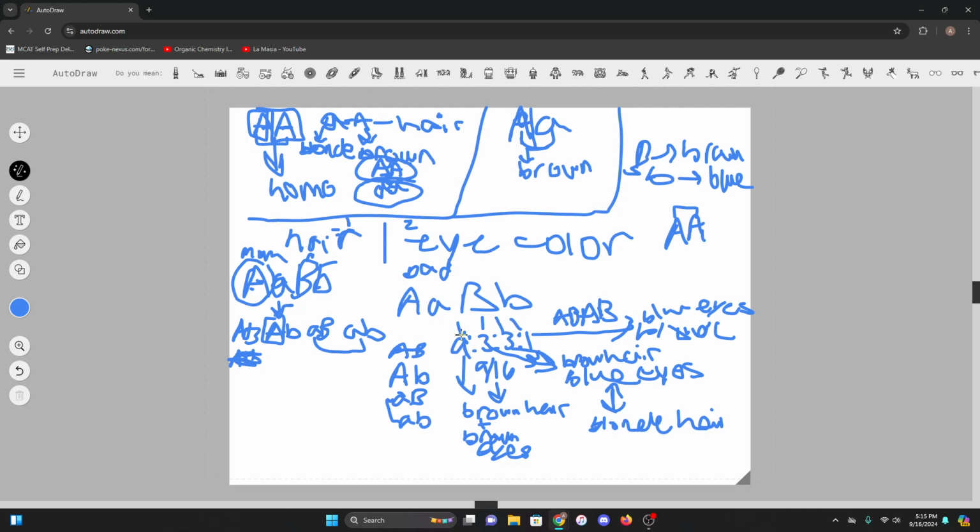And what do each of them represent? Well, 9 represents the 9 out of 16 chance that you have of having brown hair and brown eyes. The 3 out of 16 chance that you have of having brown hair, blue eyes. The 3 out of 16 chance you have of having blonde hair, brown eyes. I forgot to write that, brown eyes. Or the 1 out of 16 chance you have of having blue eyes and blonde hair.